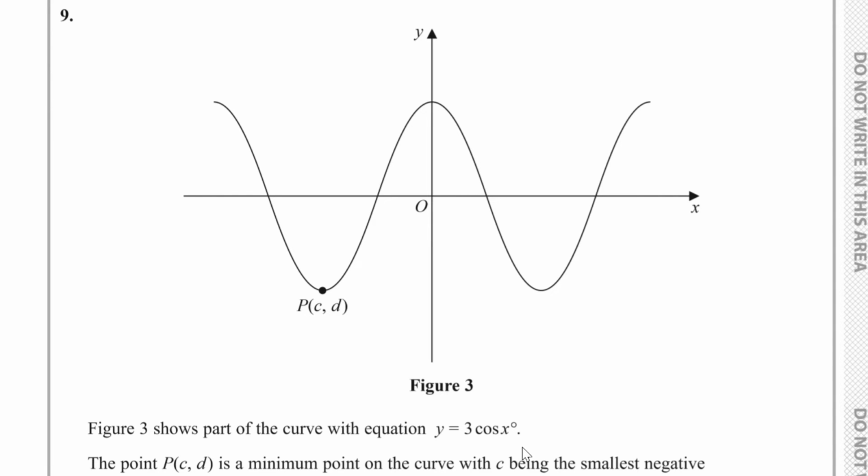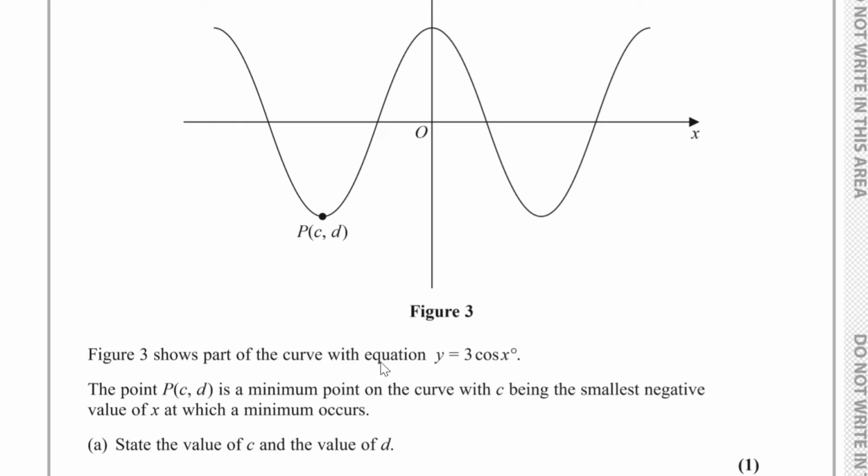Question number 9. Figure 3 shows part of the curve with equation y equals 3 cos x, and the point P, which has coordinates (C, D), is a minimum point on the curve, with C being the smallest negative value of x at which a minimum occurs. And we have to state the values of C and D.